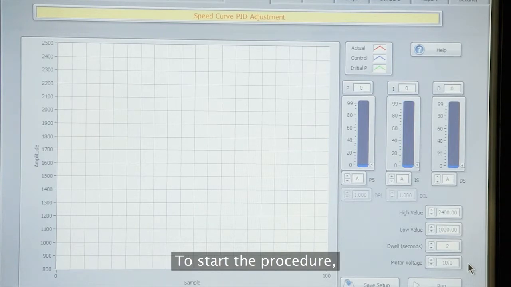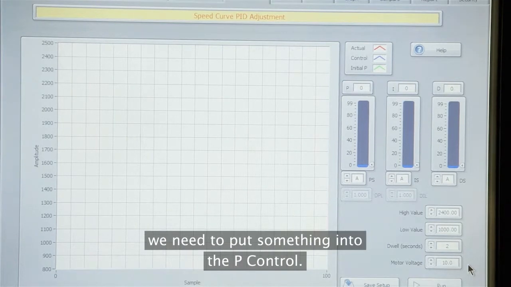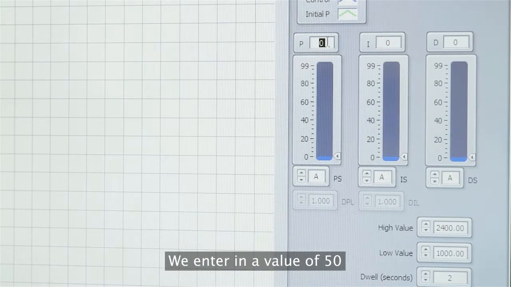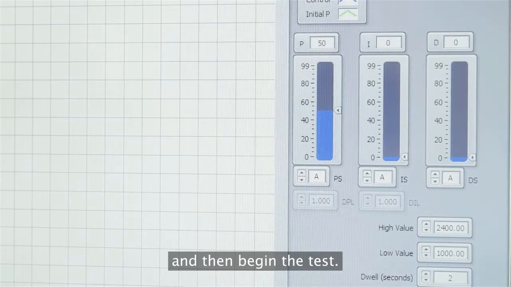To start the procedure, we need to put something into the P control. So we enter in a value of 50 and then begin the test.